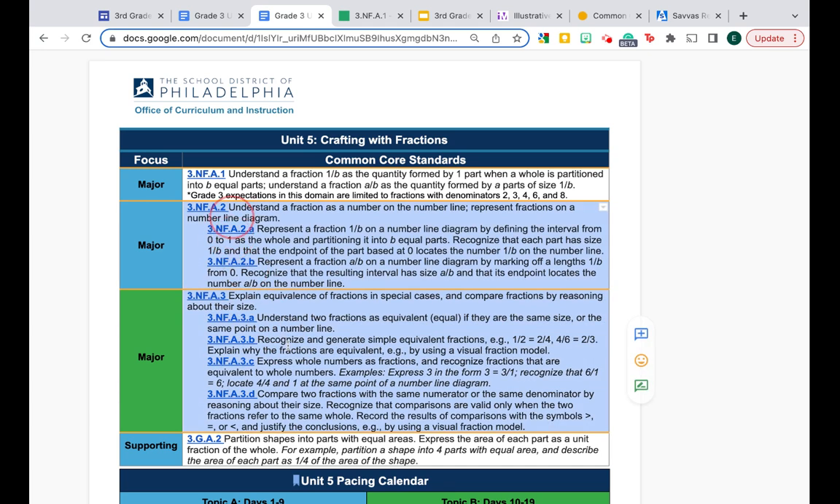You look at all these other standards and you'll see that although there are only 3 main standards here, they have a lot of subparts. So make sure you really read through that language to understand all the depth of what's expected in third grade.